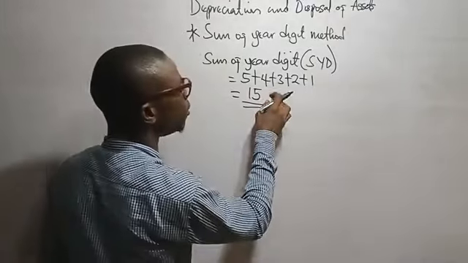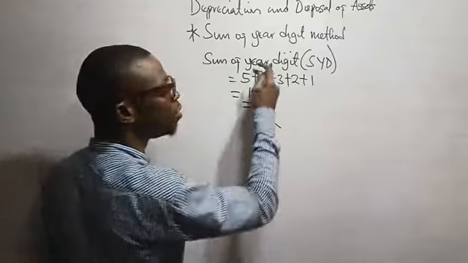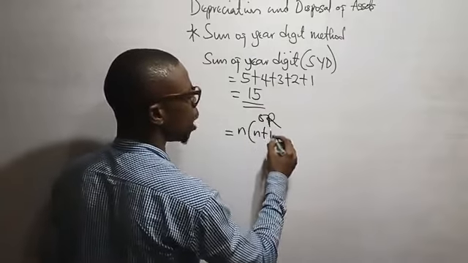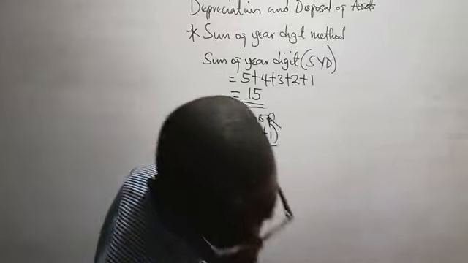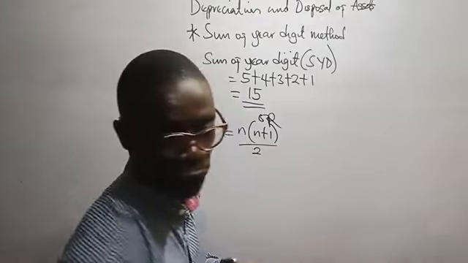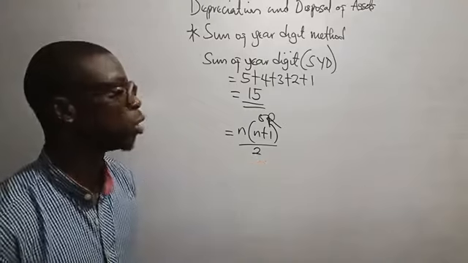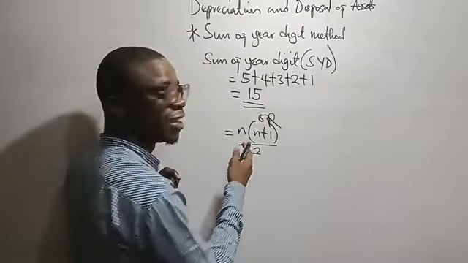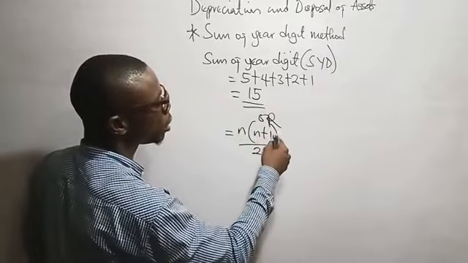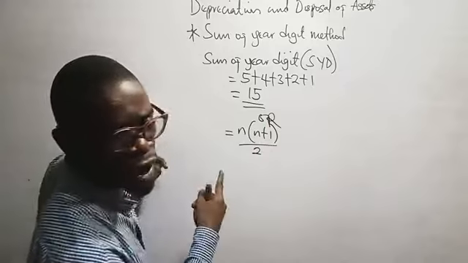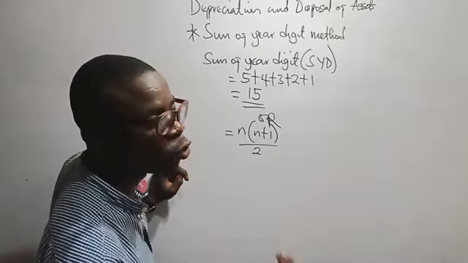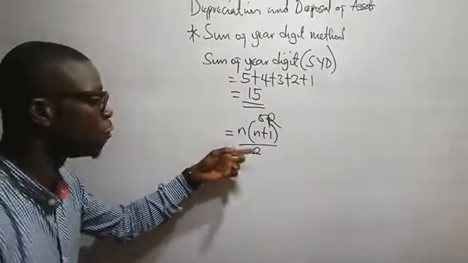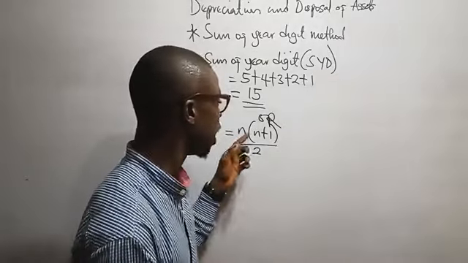If you use the formula instead of doing it like this, you will still have the same answer. So the formula is n(n plus 1) divided by 2. Are we together now? What is the n? You should know that n is the number of the useful life of the asset.